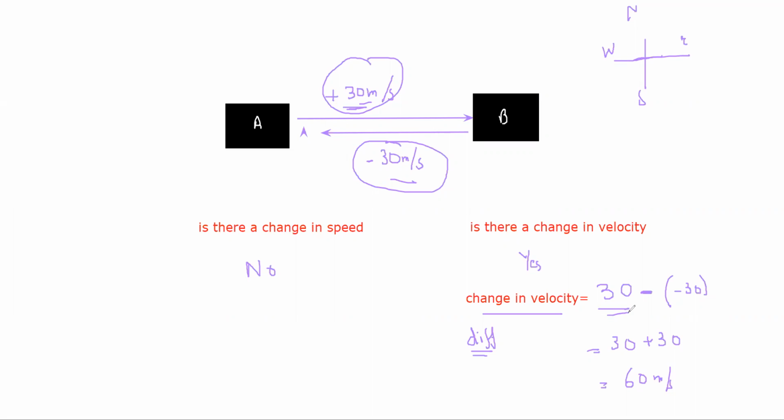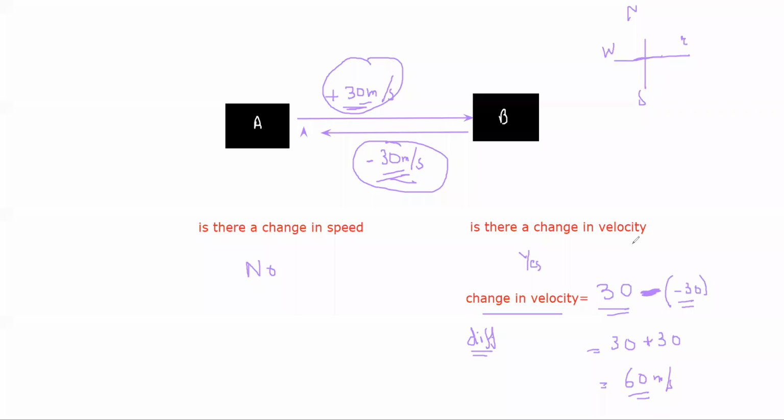Is it clear? This negative is for difference, because whenever you calculate change in something, you subtract. So this negative is for calculating a change. And the second velocity is minus 30. So this is 30, minus multiplied by minus is plus. It will be 30. So 30 plus 30 makes it 60 meters per second. So the change in the velocity is 60 meters per second here. Is it clear?